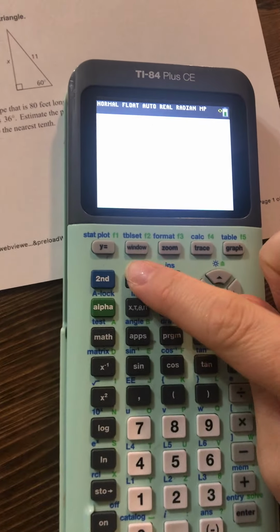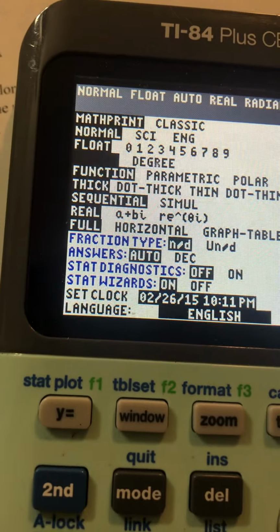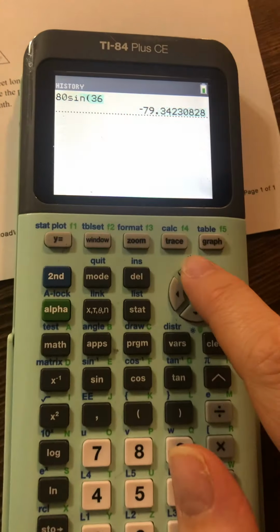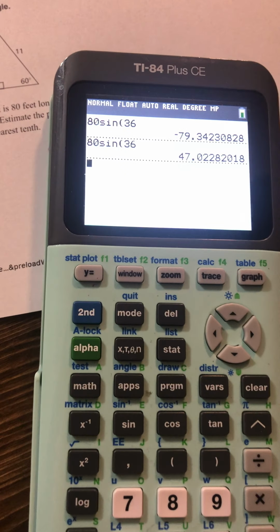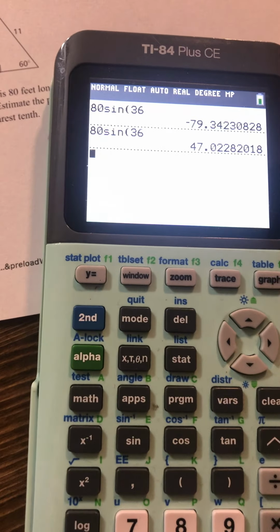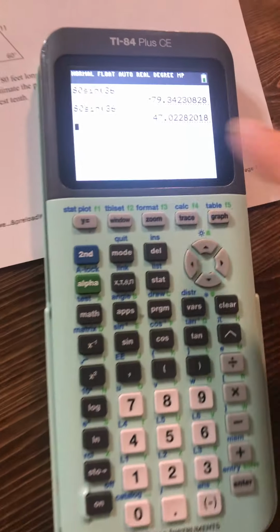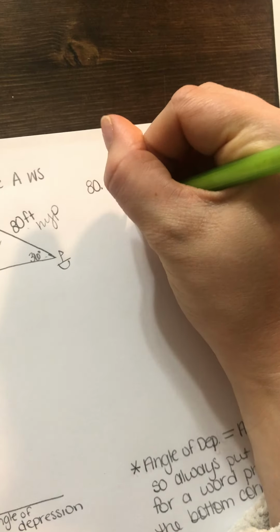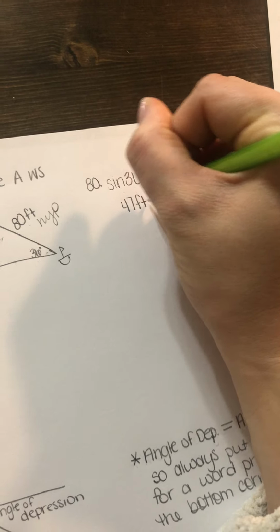So if you come up with a negative number, go to mode. You want this to be in degrees. Okay, so now let's try that again. So we scroll up. That's better. So 47 degrees. Well, not degrees in this case, but 47 feet is going to be our answer.